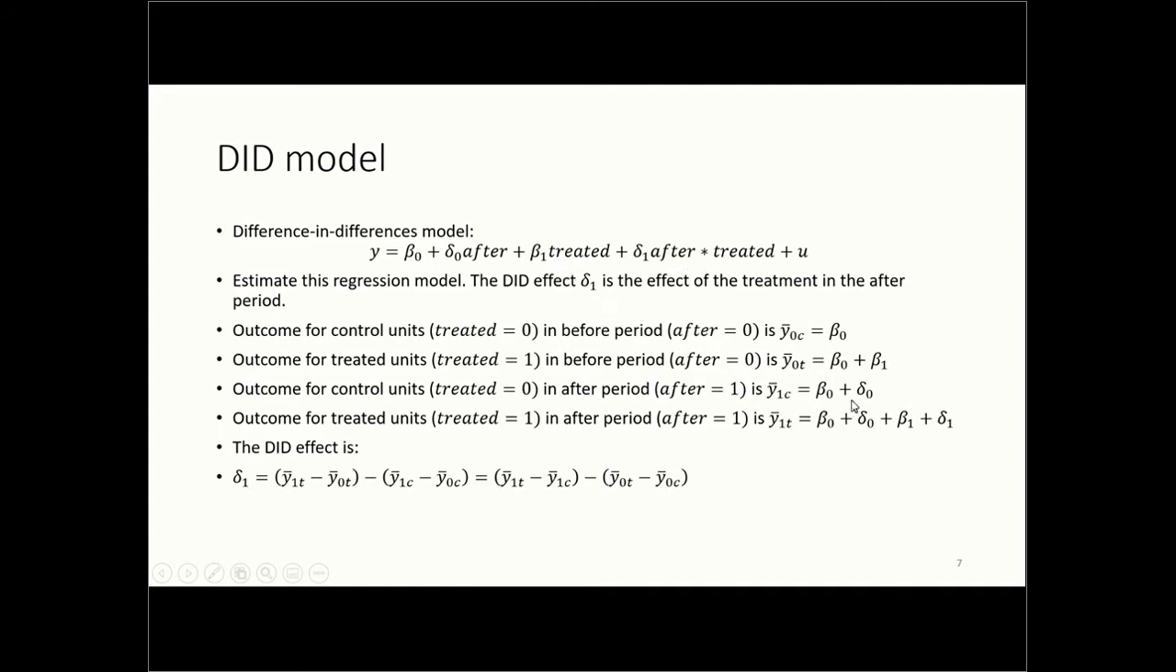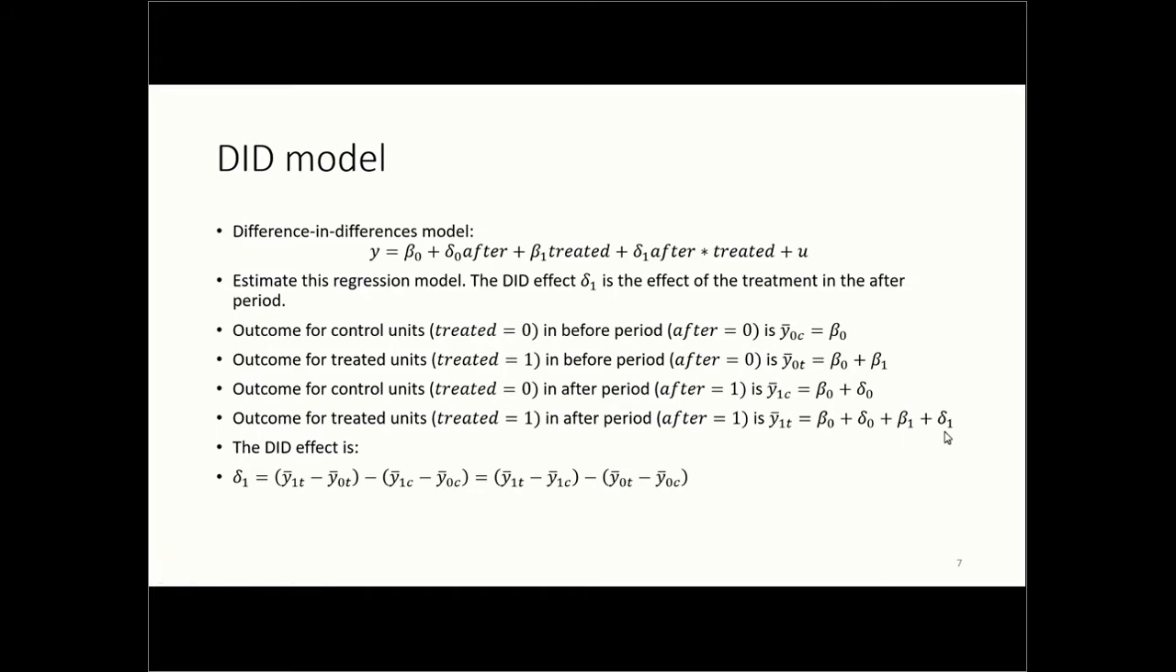So we have these two coefficients. And then if treated equals 1 and after equals 1, we would be collecting all of the coefficients. And this would be the average outcome for the treated units in the second period.